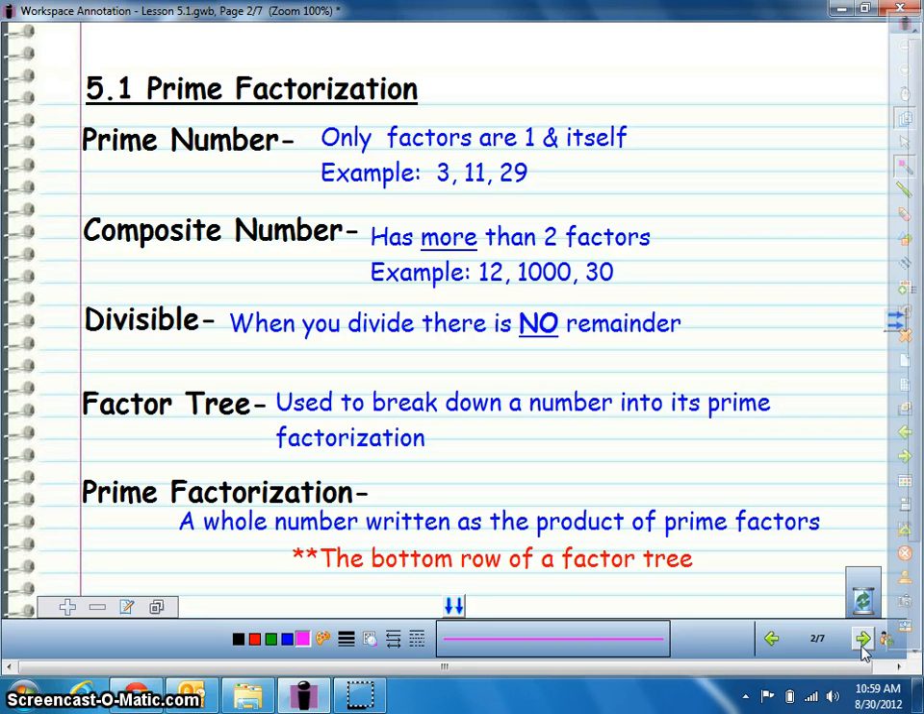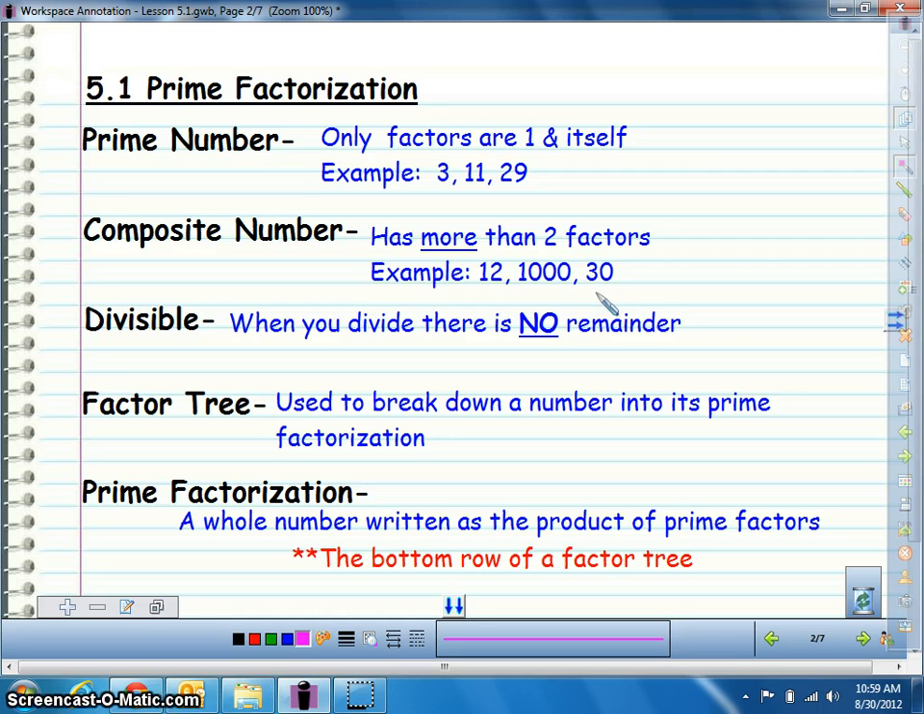A composite number is a number that has more than 2 factors. Example: 12, 1,000, 30. These were the ones that were the worst first moves. In fact, for some of them, the factors added up to more than the number itself when we were playing the factor game. If we say something is divisible, it just means that when you divide it, there's not going to be any remainder left.